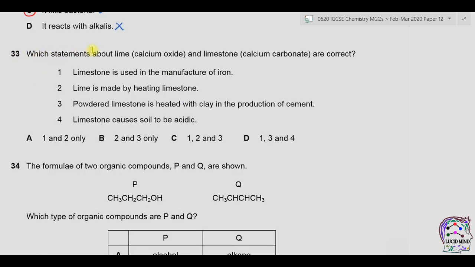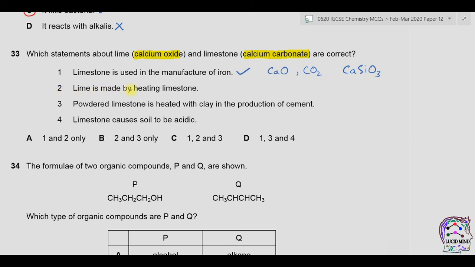Question 33. Which statements about lime, calcium oxide, and limestone, calcium carbonate, are correct? Number 1. Limestone is used in the manufacture of iron. This is true because in the blast furnace calcium carbonate is used, which produces calcium oxide and carbon dioxide. Calcium oxide removes impurities such as silicon dioxide in the form of calcium silicates.